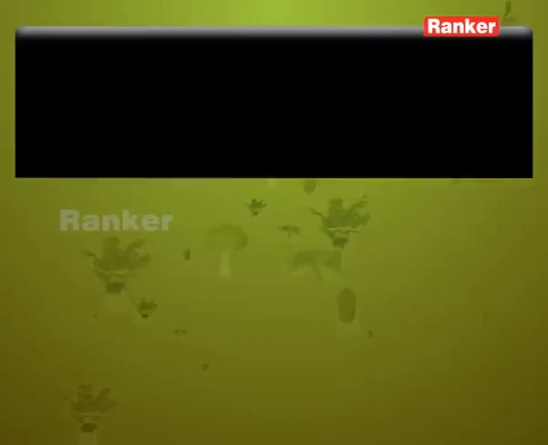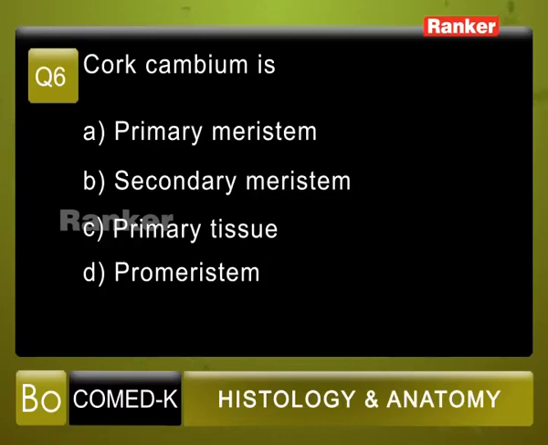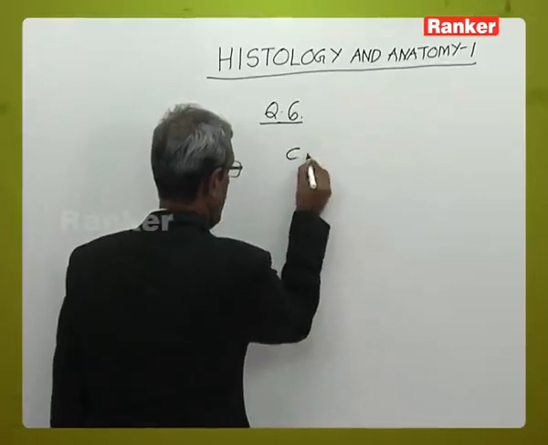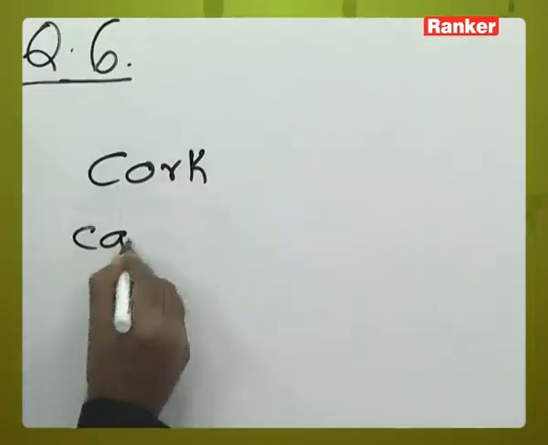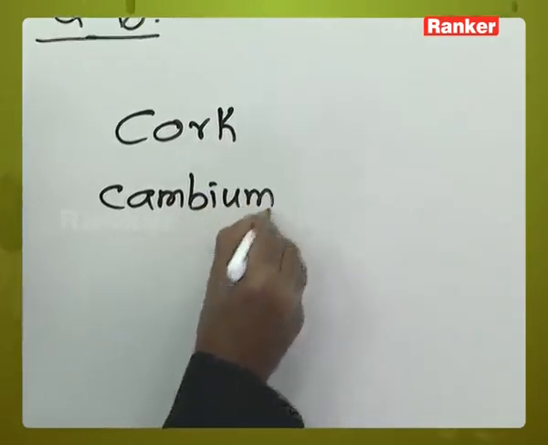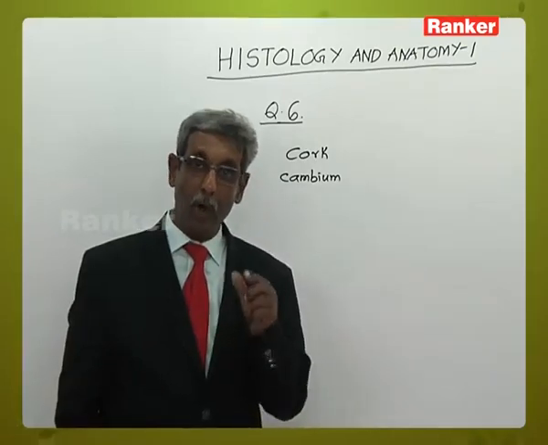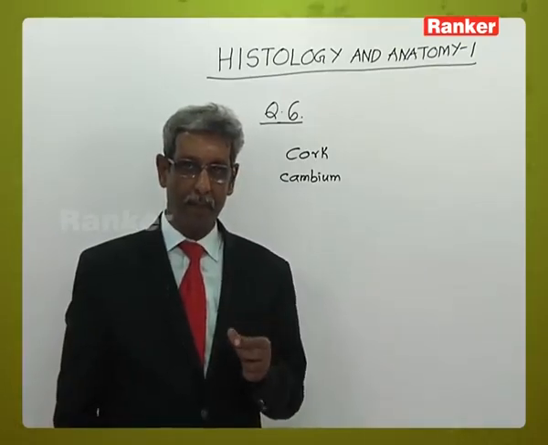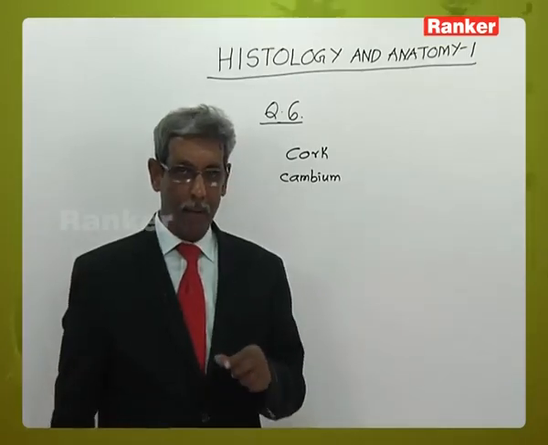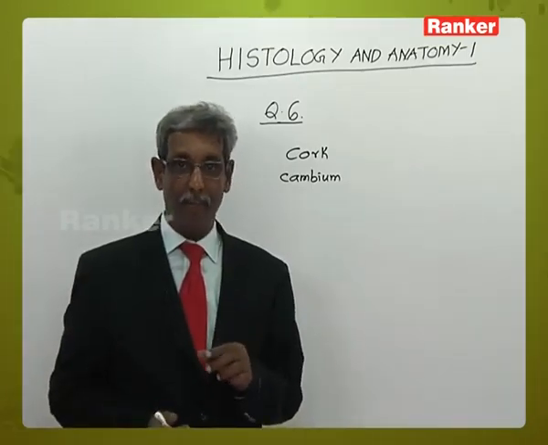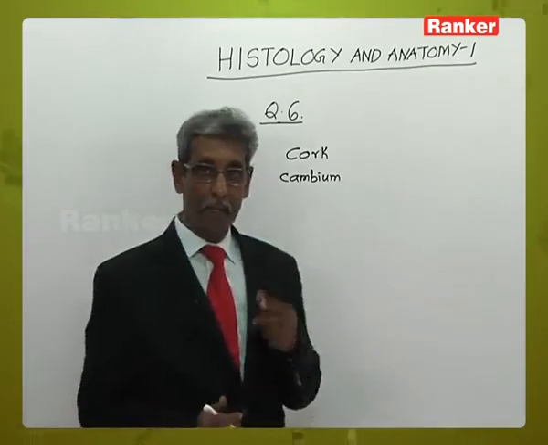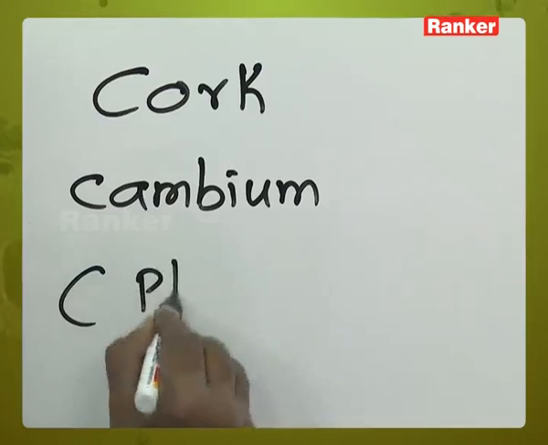Question number 6. Cork cambium is A. primary meristem, B. secondary meristem, C. primary tissue, D. promeristem. When you take cork cambium, now cork cambium indicates we have a dividing tissue in the cork cells which are termed as phellem. The phellem differentiates to form, primarily the cork cells are formed from the phellogen. So the cork cambium is otherwise termed as the phellogen.